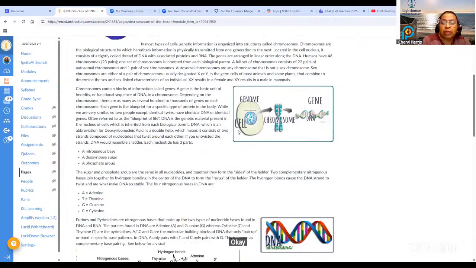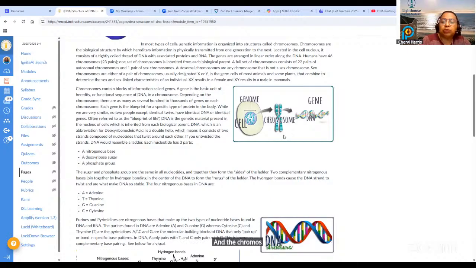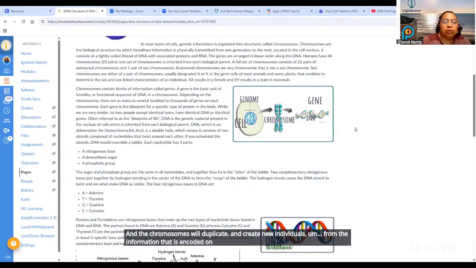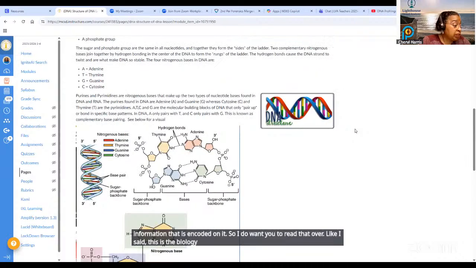Okay. So we know that the DNA is found on the chromosomes, and the chromosomes are found in the nucleus of the cell, and the chromosomes will duplicate and create new individuals from the information that is encoded on it. So I do want you to read that over. Like I said, this is the biology part of DNA.